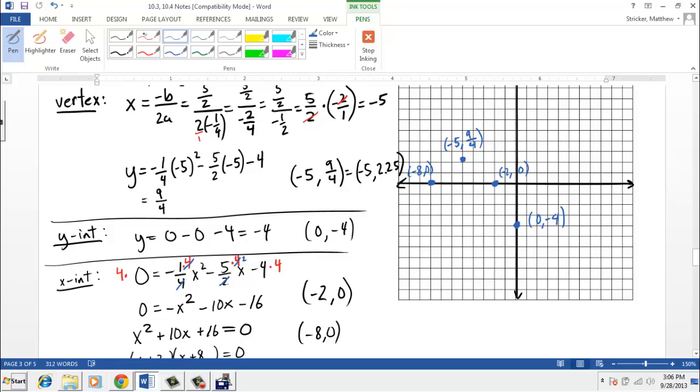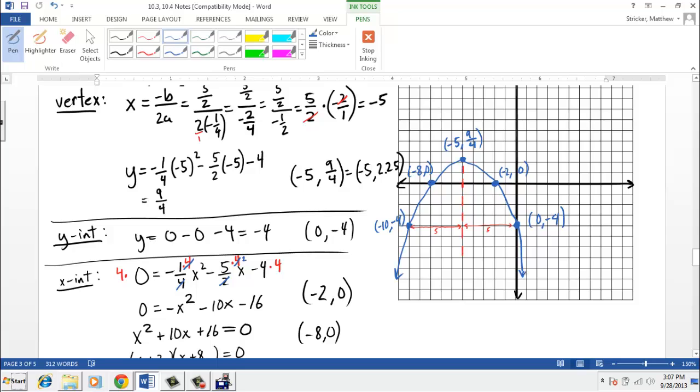And then if we draw our axis of symmetry back on here, this Y-intercept is 5 units away, which means we're going to have another point over here 5 units away. Which would be the point -10, -4. And that gives us a nice parabola.